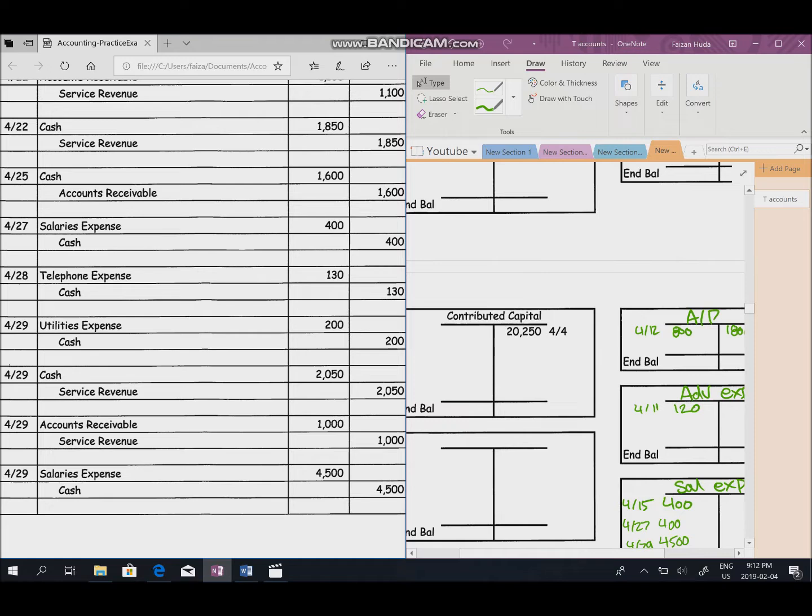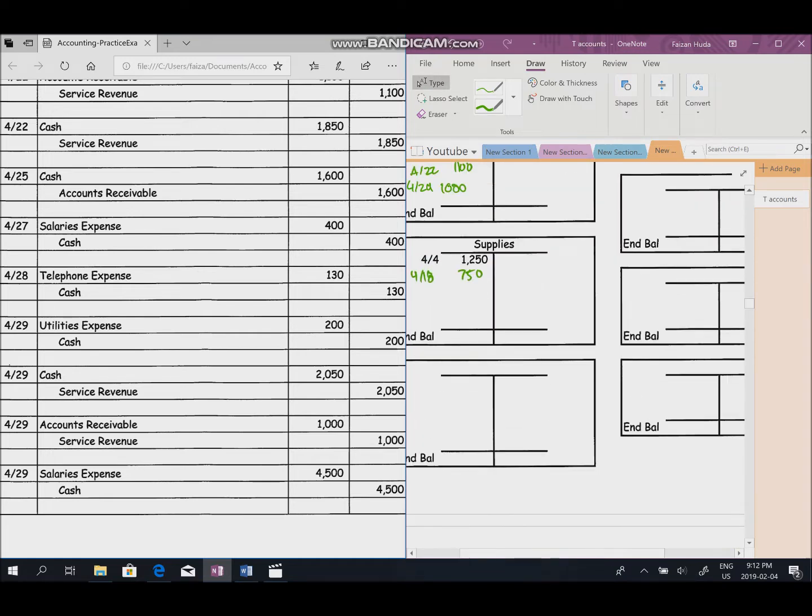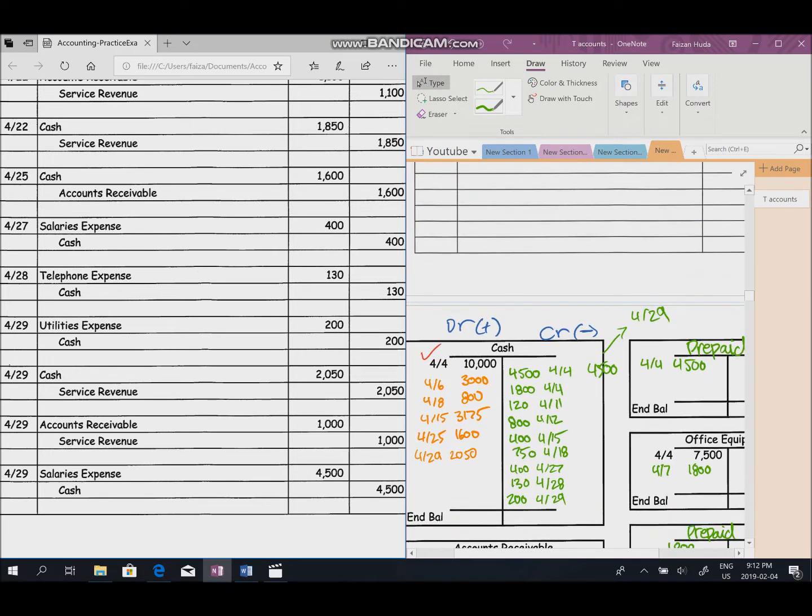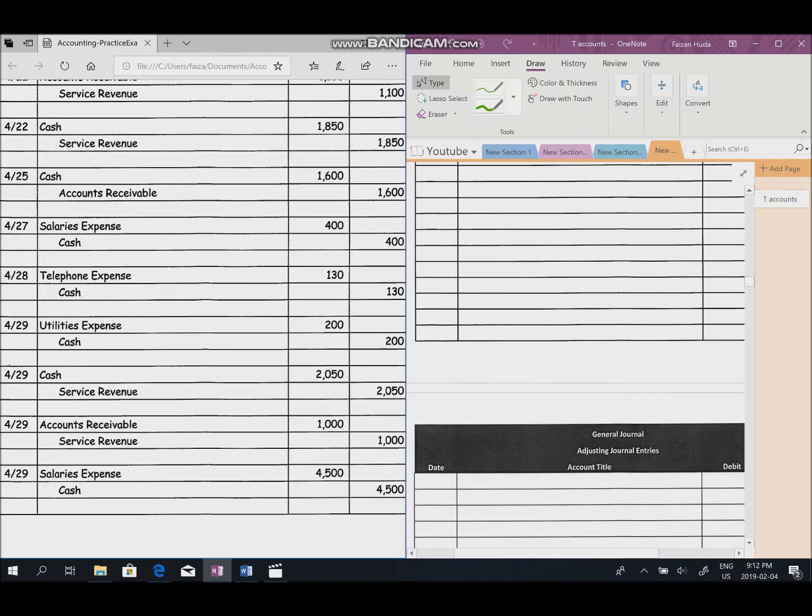I'm not gonna check if I did them right just yet. We'll make our adjusting entries, and then I'm gonna post these again with adjusted entries, and then we'll check if we did them right.